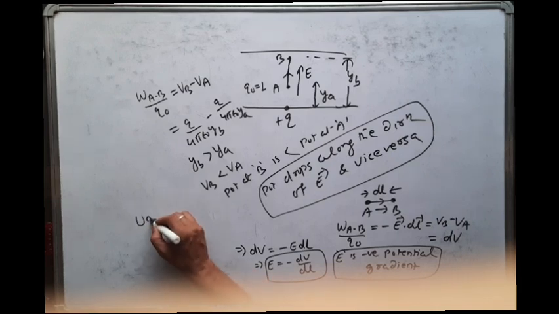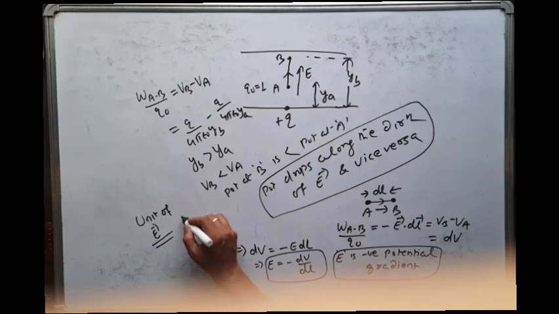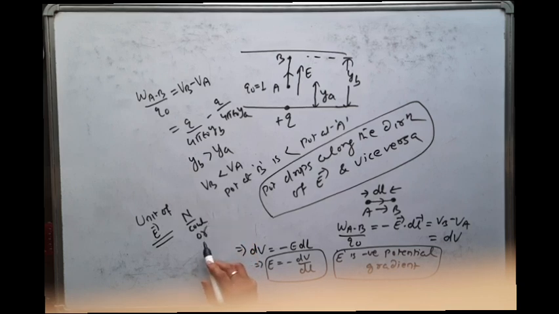Then what is the unit of electric field intensity? We know it is force per unit charge, that is Newton per Coulomb. This is one unit. Another unit I told during Gauss law: E is equal to minus dV by dl. dV is the potential difference, that is volt, and distance is meter. So volt per meter is the other unit of electric field intensity.